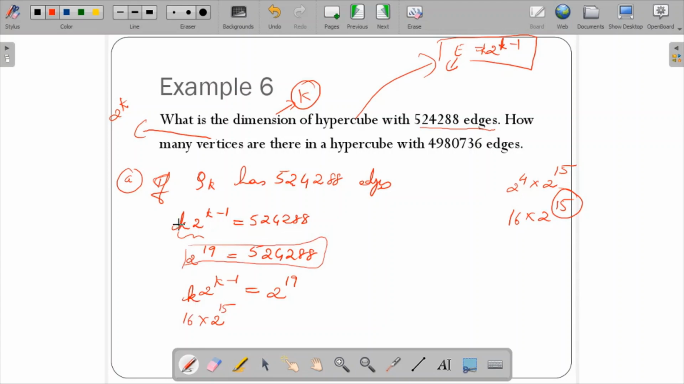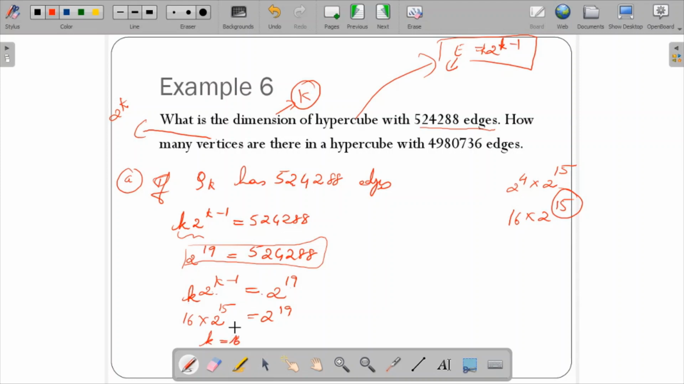So what I did is I wrote first K into 2 to the power K minus 1 is equal to this number, and I tried to find it in terms of 2 to the power. So I got 2 to the power 19. Both are equal to this number, so I equated this, and this would give me 2 to the power 19. So what is the value of K? K should be 16, and here 16 minus 1 you'll get 15. So this is happening properly. From this we would get the K value as 16.